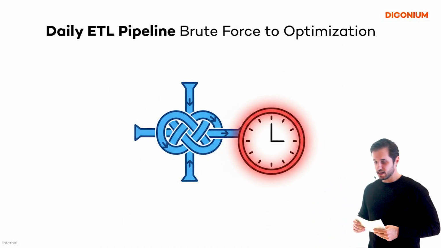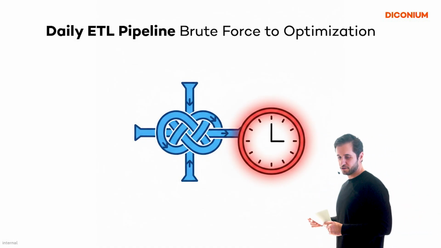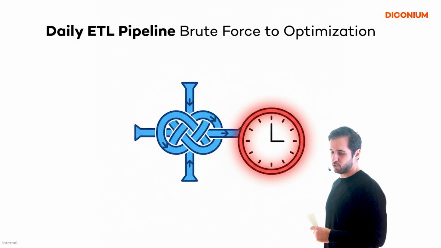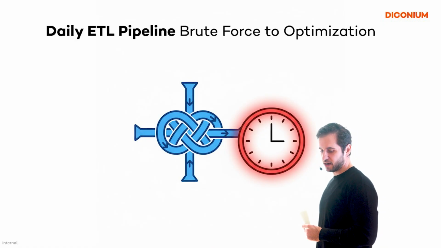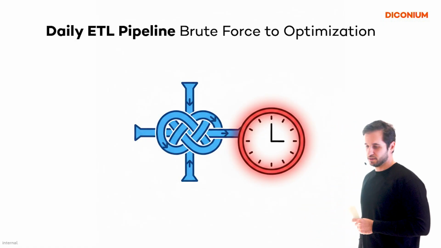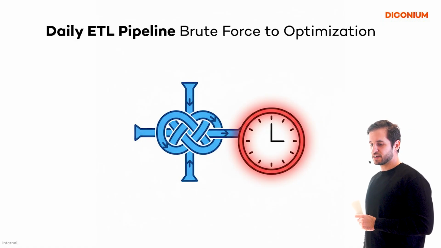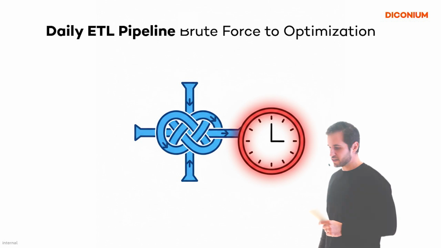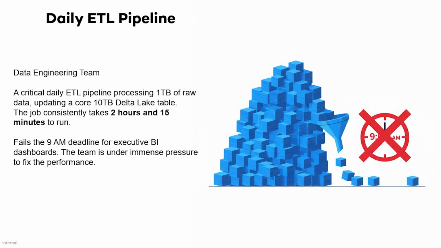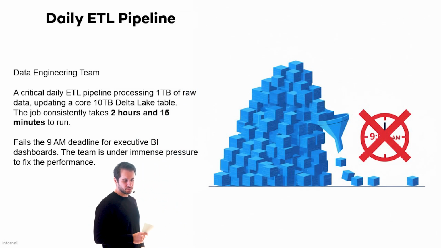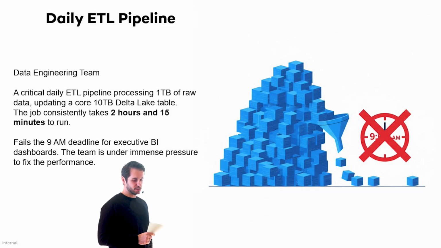So, to see this in action, let's look at a real example. A data engineering team has a critical daily job that processes 1 terabyte of data. The job took over 2 hours and kept missing the 9 a.m. deadline. The team was under lots of pressure to fix it. Their first reaction was brute force. Just add more power: double the cluster size, from 30 to 60 nodes.